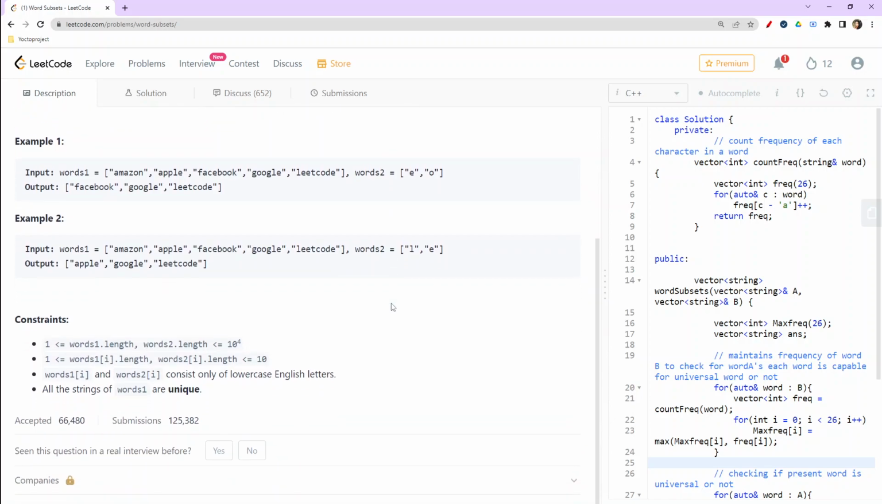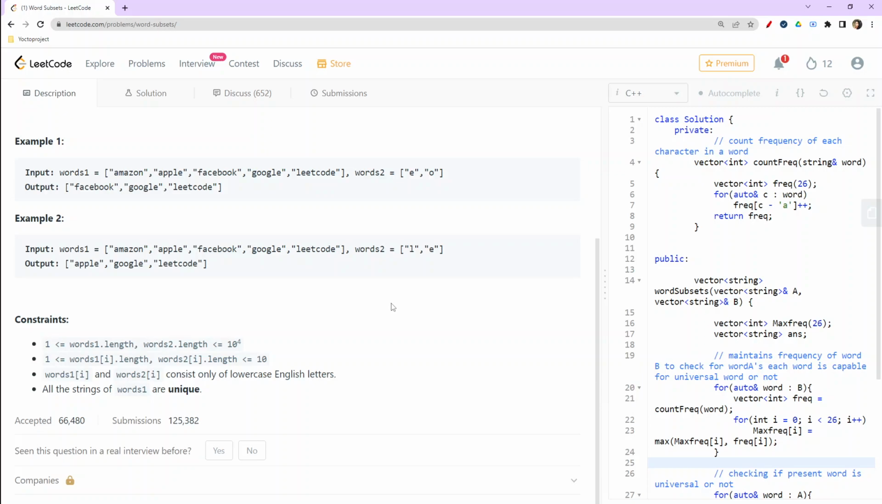Now let us see the constraints. The words in both of the arrays would be up to 10 raised to power 4, and minimum there would be one word. And each word inside the words 1 array and words 2 array would be of length 10. So we are required to come up with a solution which does not exceed the limits of 10 raised to power 4 and 10.